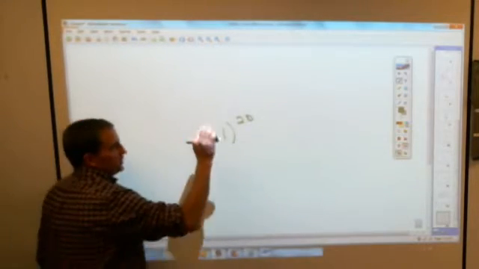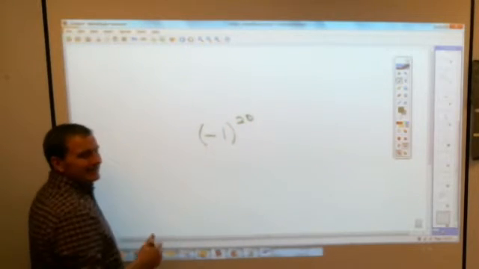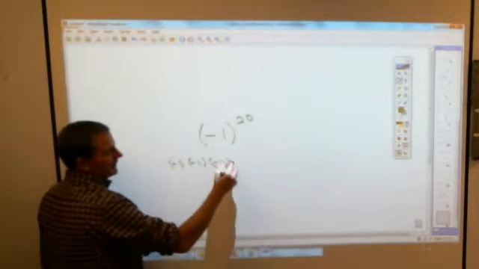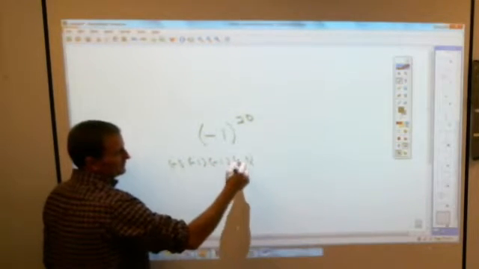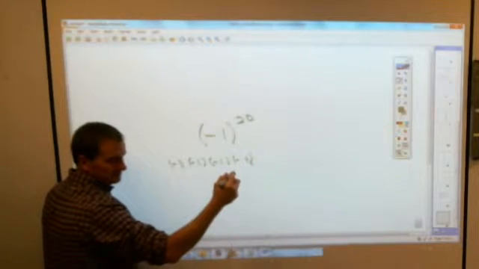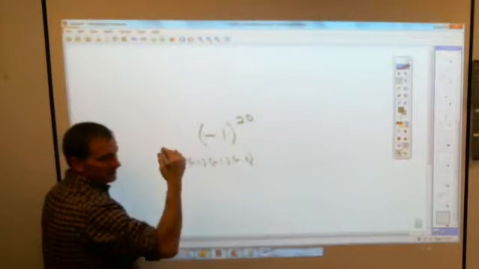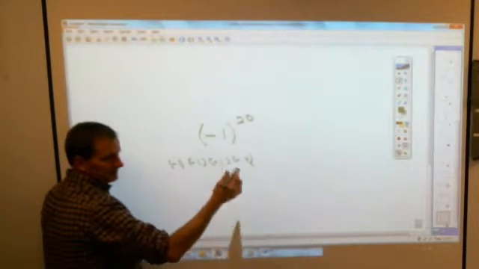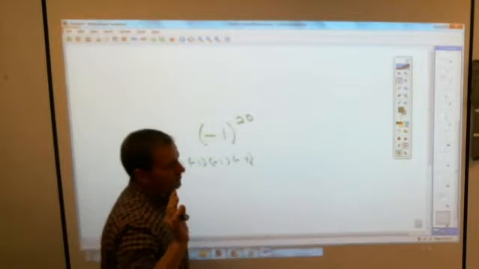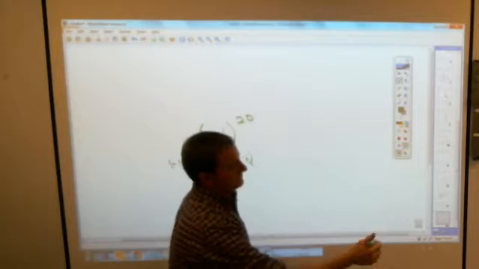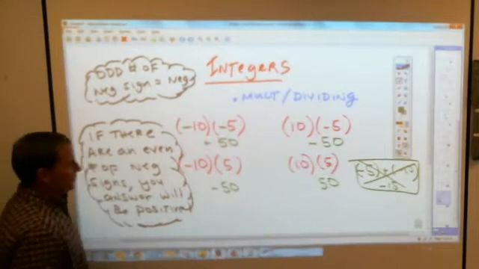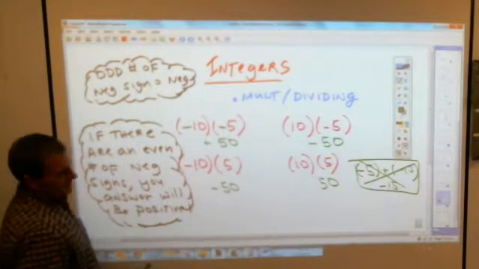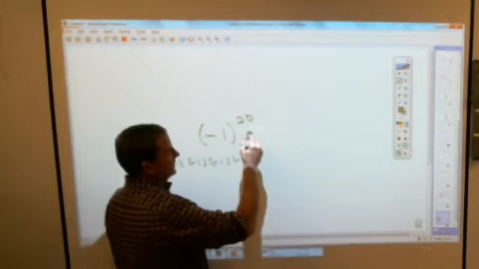Let's think about this, Sarah. If I wrote out 20 negative ones multiplied by each other, which I don't think I'll take the time to do, how many negative signs would you have there? Which is odd or even? Even. So an even number of negative signs means my answer is? Let's go back to the notes here. If there are an even number of negative signs, your answer will be positive. So the answer to this is a positive 1.